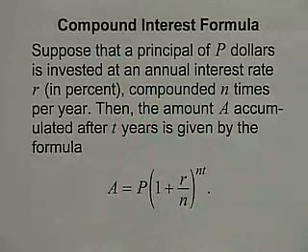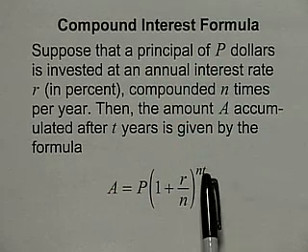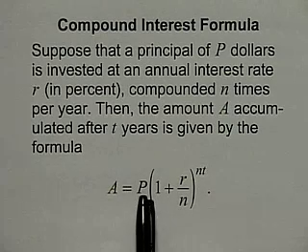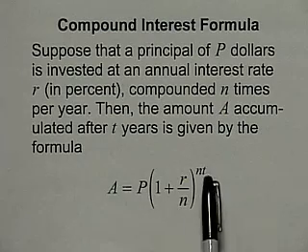Well, as a final item in this lesson, we want to talk about compound interest. Here's a formula. Suppose that a principal of $P is invested at an annual interest rate R in percent, compounded n times per year. Then the amount A accumulated after T years is given by the formula A equals P times 1 plus R over n, to the nt power. R is the annual interest rate, n is the number of compounding periods each year, and T is the time in years, P is the amount invested, and A is the amount in the account after T years.